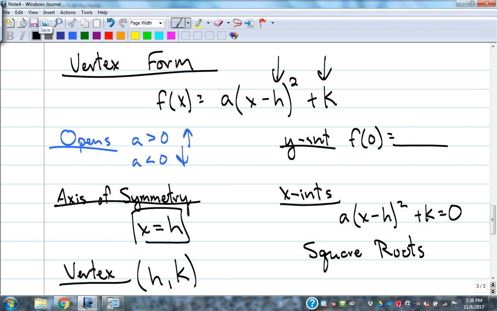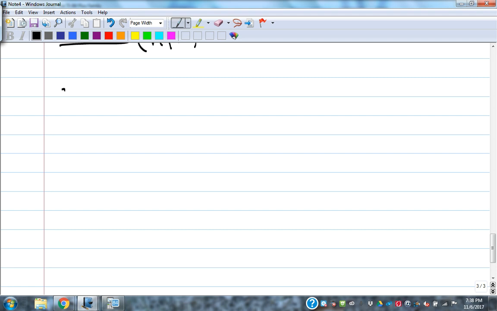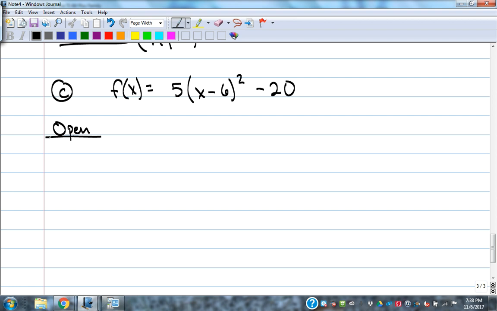So let's look at one that was in vertex form to start with. Example C. Here's our function. F of x is equal to 5 times parentheses x minus 6, squared, minus 20. Which way does that open? What's A? 5. Positive or negative? Positive, so it's going to open up. If it were negative, it would open down.